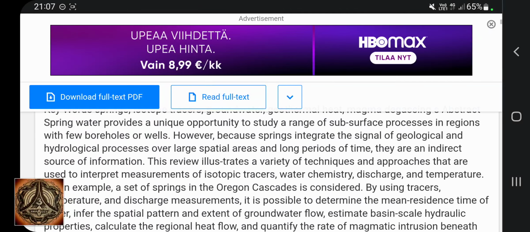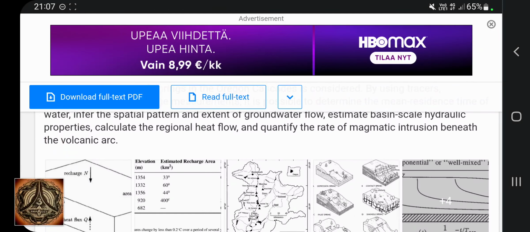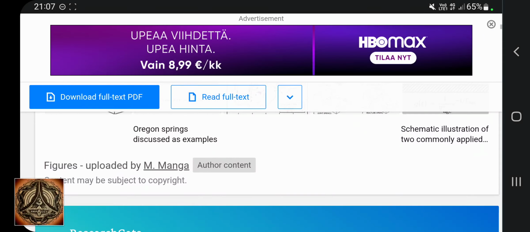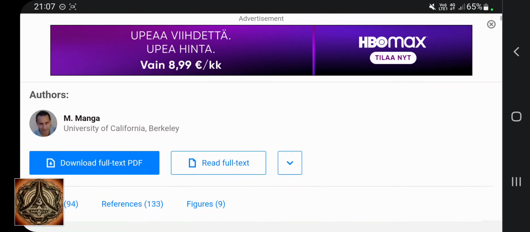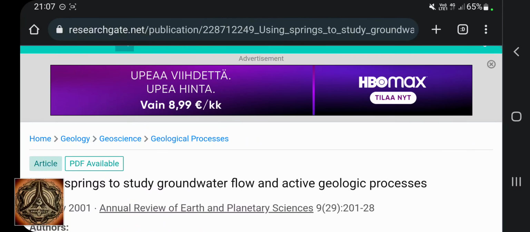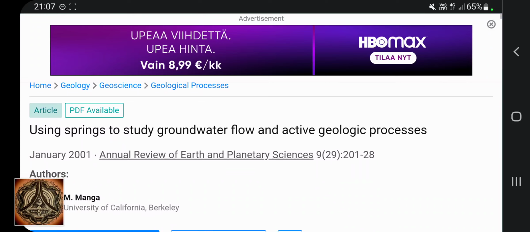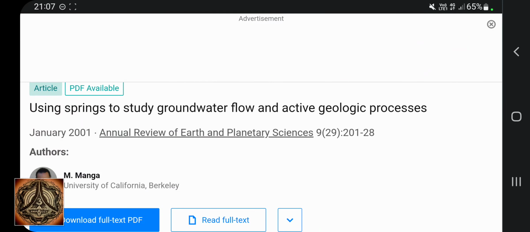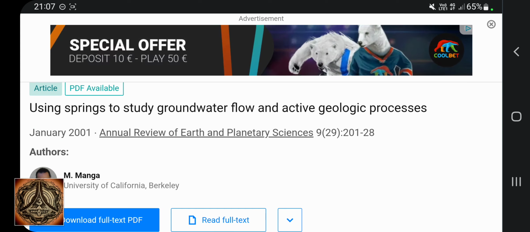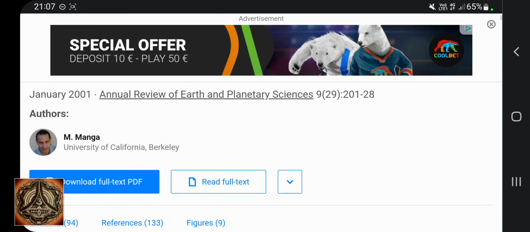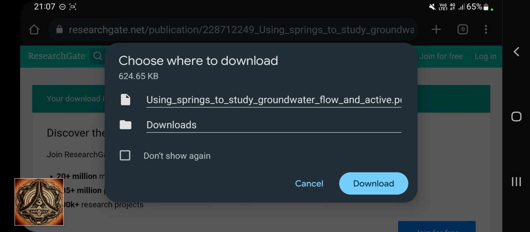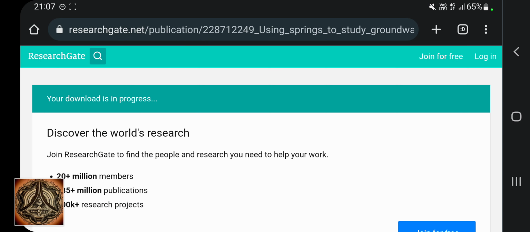I haven't read that yet. I just wanted to show you that somehow really strange. First, it claims that it is made in 2022, but now it turns out it's January 21, 2001. So you can click on download and it will start to download. Your download is in process. It doesn't cost anything. That's free knowledge available for everyone. That's why I show it.